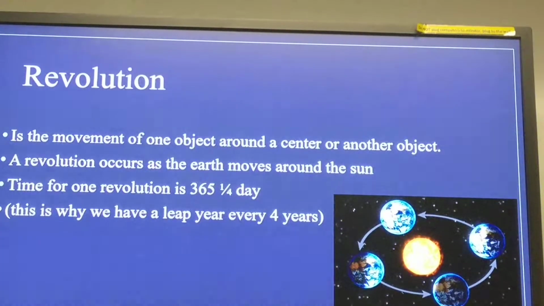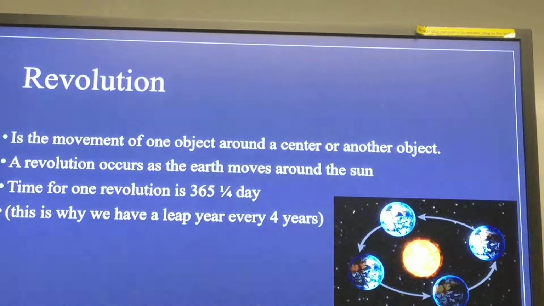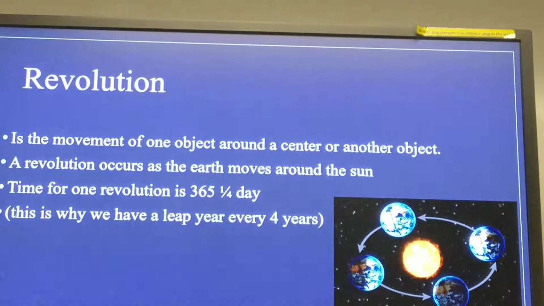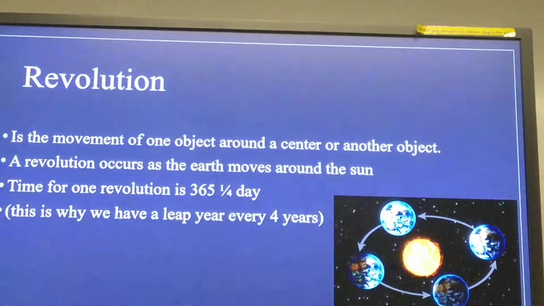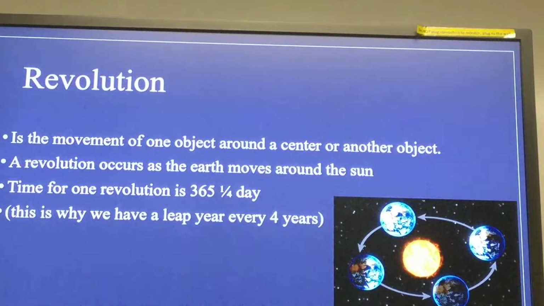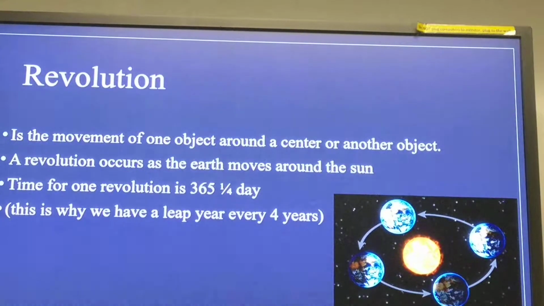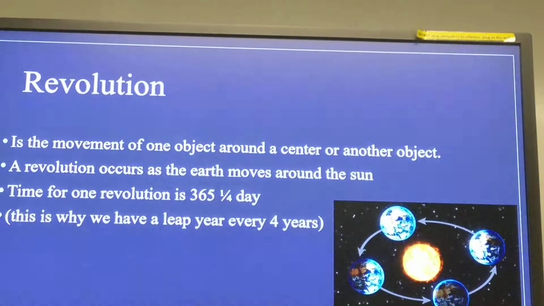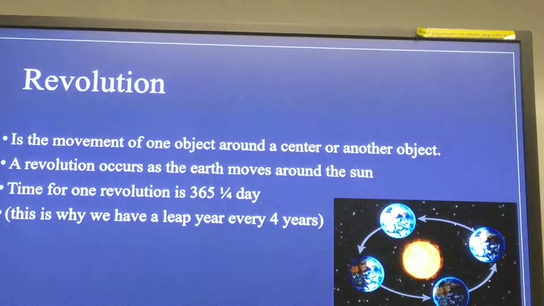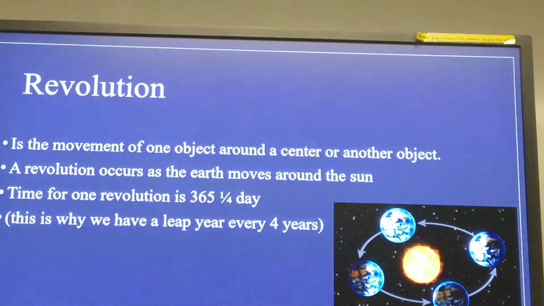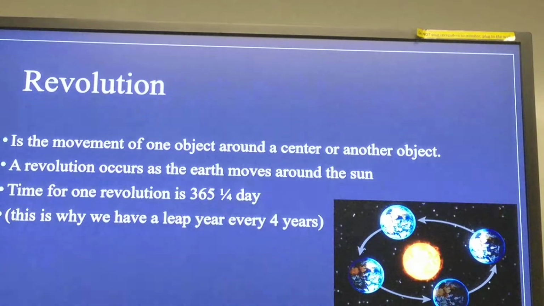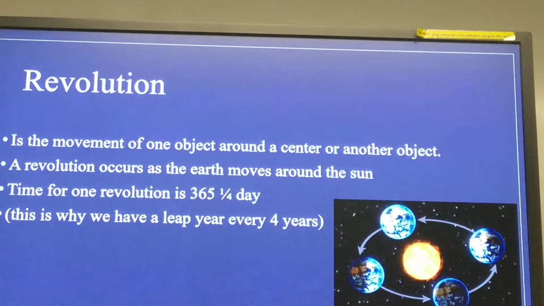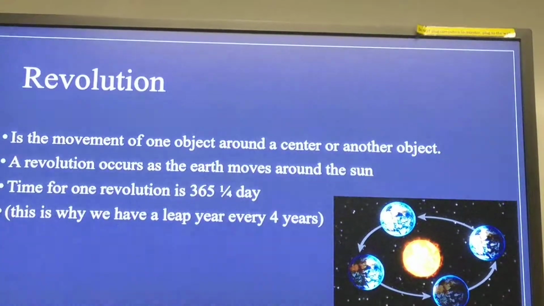Revolution is the movement of one object around a center or another object. A revolution occurs as the Earth moves around the Sun. Time for one revolution is 365 and 1/4 days. This is why we have a leap year every 4 years, because of the 1/4 day. So that's why every 4 years we experience a leap year, so that we can continue having a correct calendar.